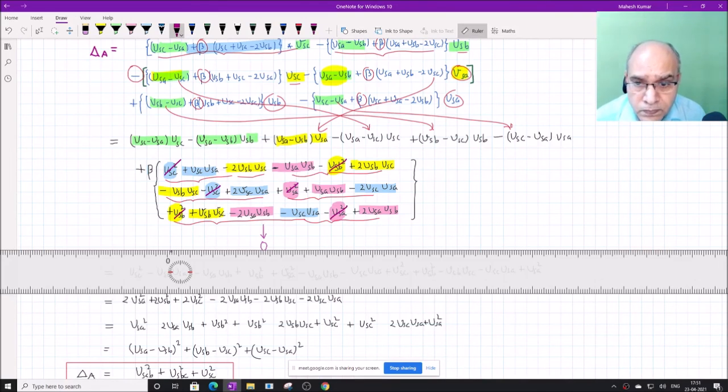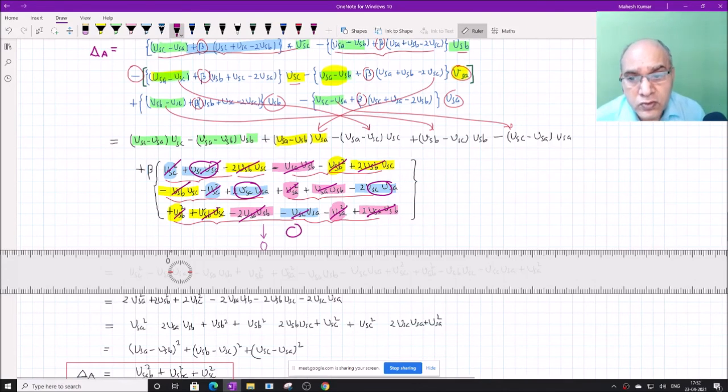Then the blue color VSC, VSA is here, and this is VSC and VSA is here. So this goes with this, and this goes with this. Similarly, VSA, VSB goes with this, and 2 VSA, VSB goes with this, and yellow goes with this, and this goes with this. So finally this is 0. Therefore, beta into 0 becomes 0. So we are only left with this term.